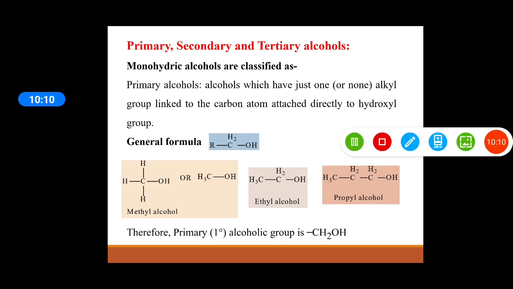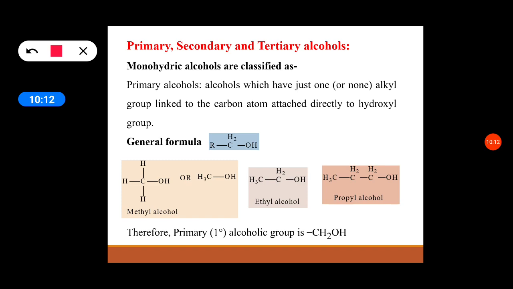So in the primary alcohols, the OH group is linked to the carbon having adjacent only one carbon or hydrogen. So they have just one alkyl group linked to the carbon atom attached directly to the hydroxyl group. Therefore, in primary alcohols, the functional group is CH2OH. That is, the alcoholic group CH2OH is primary alcohol.